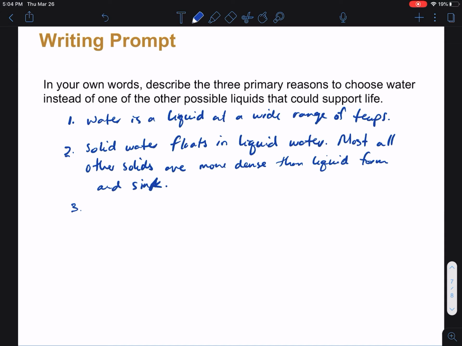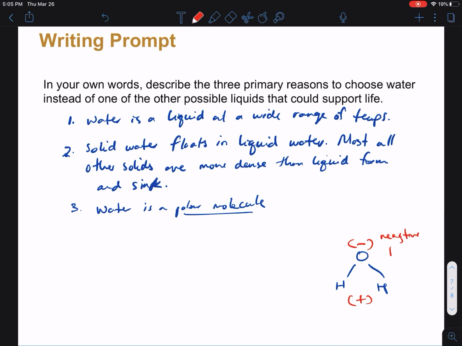Now, the third and final reason here, which is actually related to the second reason, is that water is a polar molecule. Now, what do I mean by a polar molecule? It has this shape. We have an O and 2 H's, and because of this shape, we end up with a positive charge down on this end and a negative charge on this end. So we have a negative pole and a positive pole. Just like Earth has a north and a south pole, a water molecule has a positive pole and a negative pole. That's what we mean by a polar molecule.